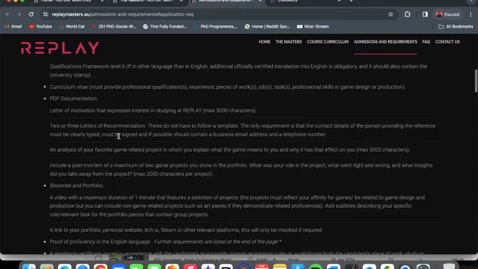And then you need a PDF documentation of your letter of motivation that expresses interest in studying at REPLAY. Okay, so the maximum must be 300 characters. So just bear that in mind. Also, if you check the relevant links in the description, you're going to have a video on how to write a letter of motivation, and that would help you to facilitate your writing process.